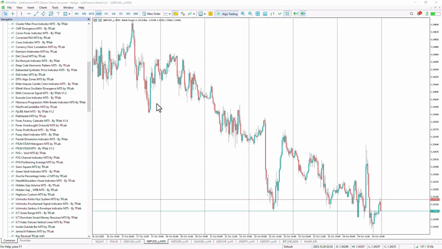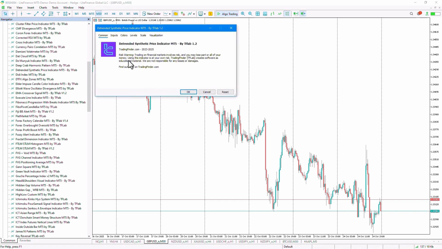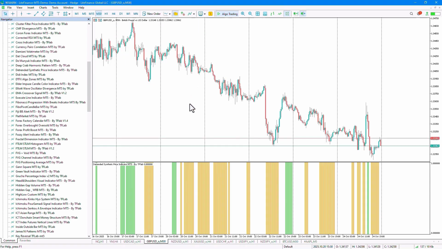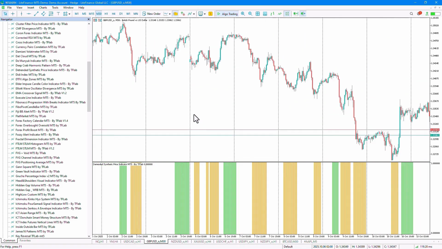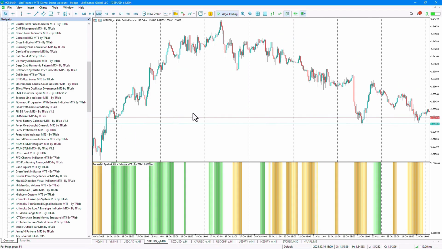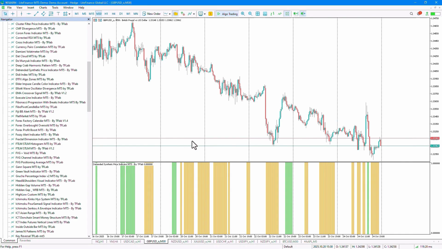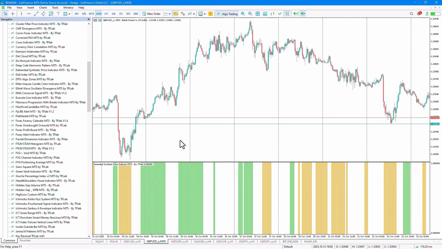From the Navigator section, we select the indicator file and run the indicator by dragging the file onto the chart. Once the indicator is applied to the chart, a histogram window appears at the bottom of the chart. The Detrended Synthetic Price indicator is a special and practical tool for identifying the direction of price trends and receiving buy and sell signals in the market.